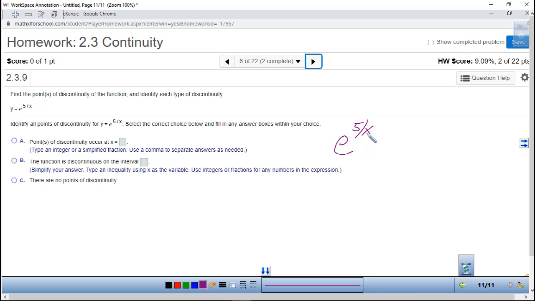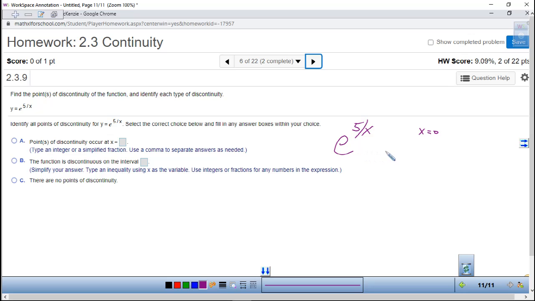So if we did this, if x equals 0, that right there is undefined. But here's what you got to do. You got to think about this. Is it just going to be that point that's going to make it undefined? Yeah, it is. So we're going to have a point of discontinuity at x equals 0.